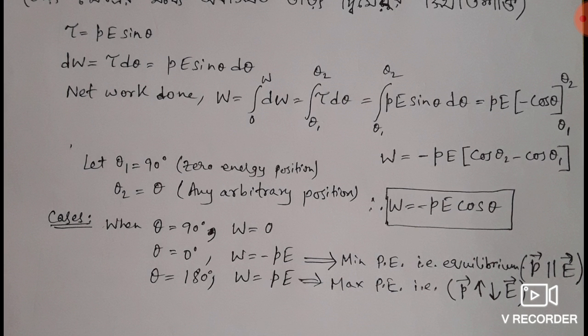Now some special cases are also there. When theta is equal to 90 degrees, W is equal to 0. When theta is equal to 0 degrees, W equals minus PE, that is negative work done, minimum potential energy, that is the equilibrium condition. In this case, the dipole moment P is parallel to E. And when theta is equal to 180 degrees, that means P is anti-parallel to E. In that case, putting the value of cos 180 degrees, we get W equal to plus PE, positive work done, so maximum potential energy. So these are the special cases.